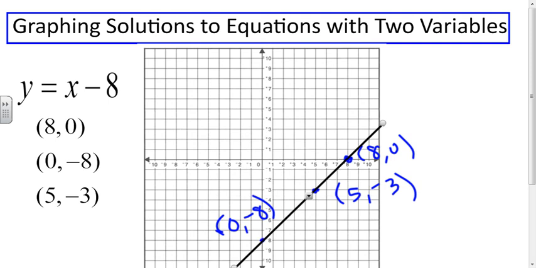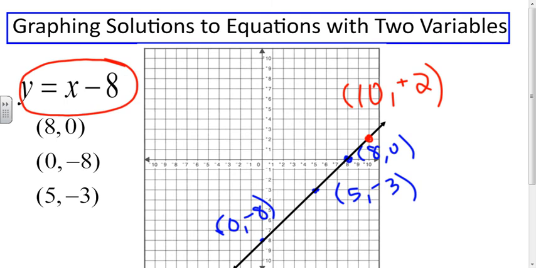Well, this line that we just filled in here by connecting the dots represents all the possible solutions to this equation. So what do I mean by that? It means if I take a point on this line, so I'm going to take this point, 10, 2. Oh, sorry, that's a positive 2. This is a solution to this equation, y equals x minus 8. If I substitute the 10 for the x and the 2 for y, I get a true statement. And that'll be true for every single point that we make with this graph.